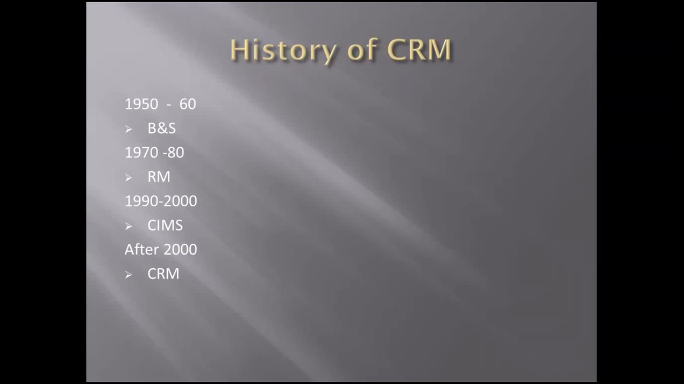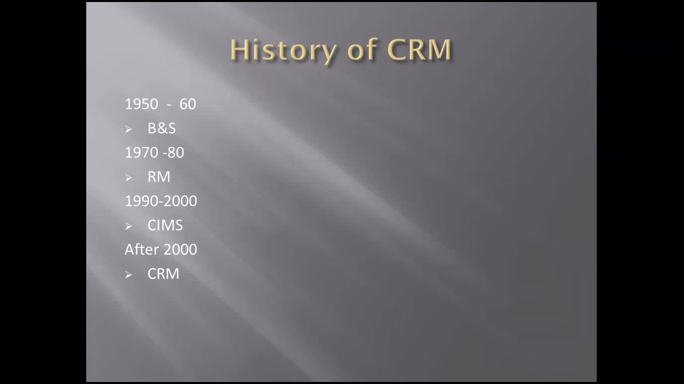So what is this B and S method? Remember this point guys, the B and S method stands for buying and selling. What is this buying and selling? If you want to purchase any product, directly we will go to the store and purchase the product. That's it. There is no relation between the organization as well as the customer. Remember guys, B and S method stands for buying and selling.